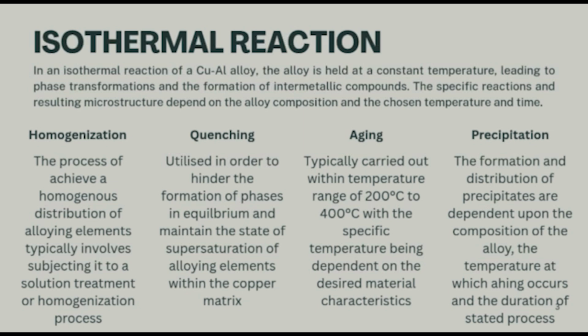We begin with the isothermal reaction, which involves several heat treatment steps. First, homogenization, where the alloy is heated to create a uniform distribution of atoms. Then comes quenching, where the alloy is rapidly cooled to room temperature. This traps aluminium atoms inside the copper matrix, forming a supersaturated solid solution. Next is aging, where the alloy is reheated to a lower temperature and held for a controlled time. During this stage, precipitation happens, where fine intermetallic compounds like CuAl2 begin to form. These particles block dislocation movement and increase hardness through precipitation hardening.